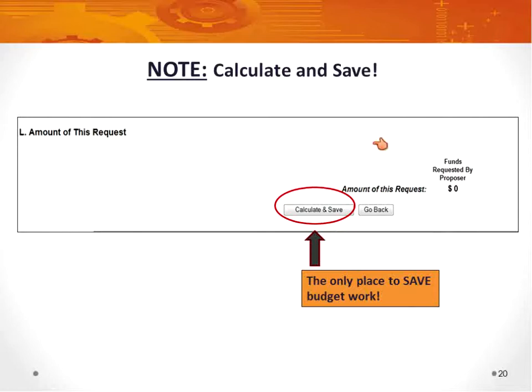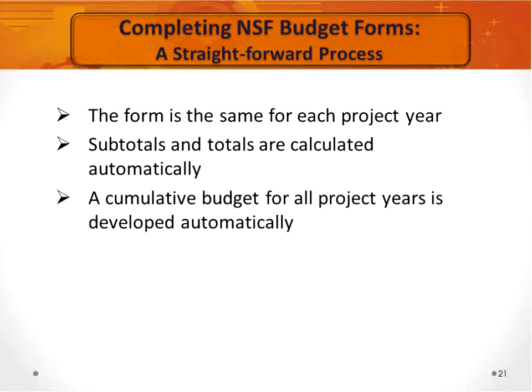Now, I will walk you through several additional sections of the budget. Here are just a few pointers as you go through the budget form preparation process. First, the form will be the same format for each year. Subtotals and totals are calculated automatically, provided you select Calculate at the end of the page and save. The Fastlane system will take the totals in each category and prepare a budget summary page for you automatically. This is not something that you will need to do.